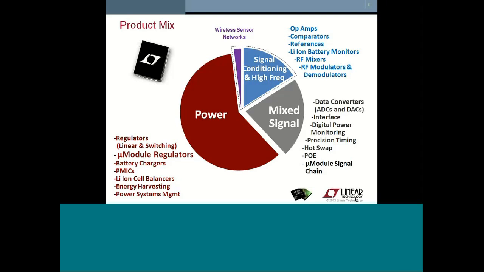Approximately 20% of our business comes from our signal conditioning products, which include precision op-amps that we started with several years ago, and references, as well as lithium-ion battery monitoring products and high-performance RF mixers and modulators. The rest of the business comes from a wide range of products that include data converters, interface, and timing products.